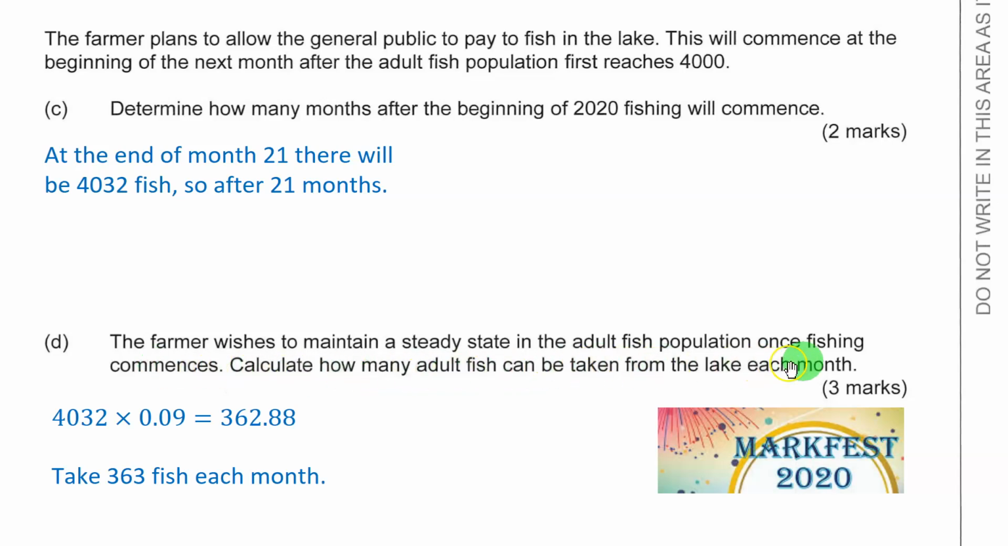So part D, the farmer wishes to maintain a steady state once fishing commences. How many adult fish can be taken? Well, each month we are increasing the number of fish by 9%. So basically that's the number we've got to take out each month. So we take the 4,032, multiply it by 0.09.